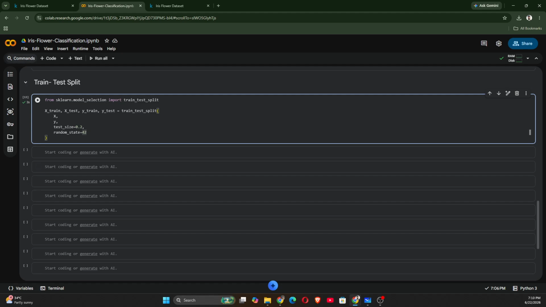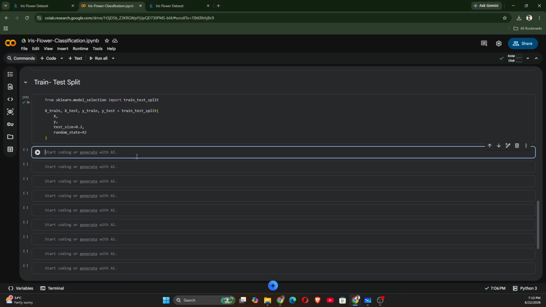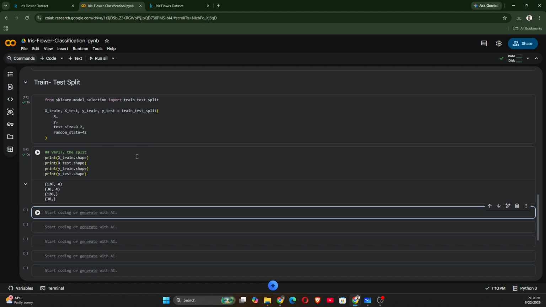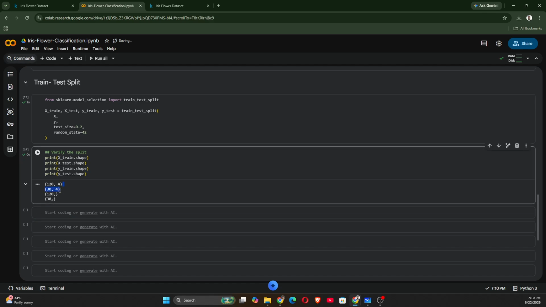So now I will be verifying the split. Just verify and confirm that the data is split into the same parts which you were thinking. Yes, 120 rows and 4 columns, 30 rows and 4 columns, 120 and 1 column. If you write 1 over here, it doesn't matter. 120 and 31. These two are for x, these two are for y.